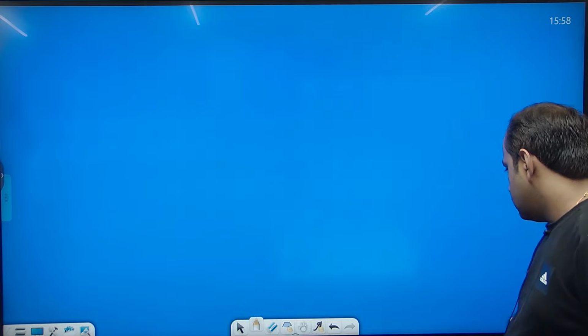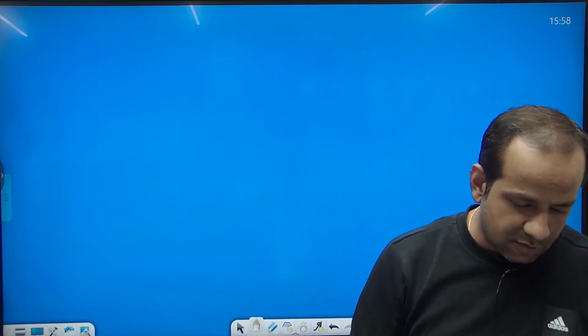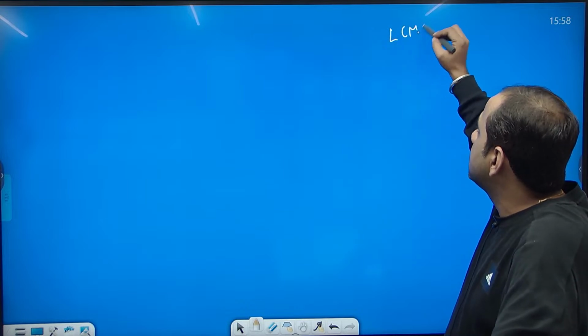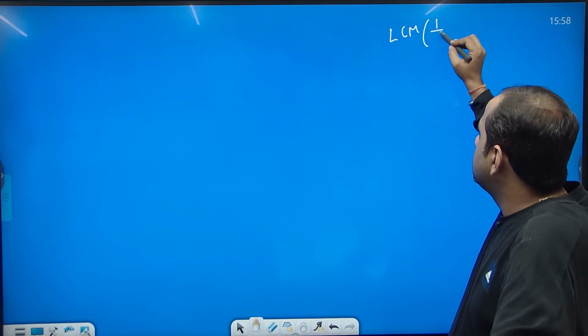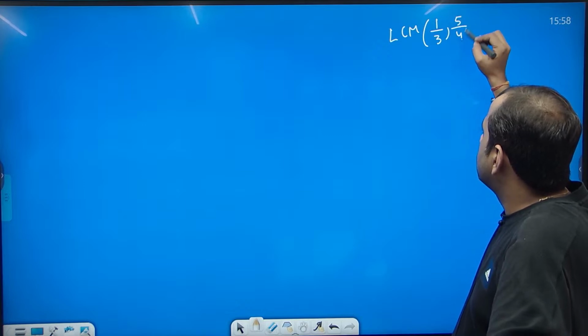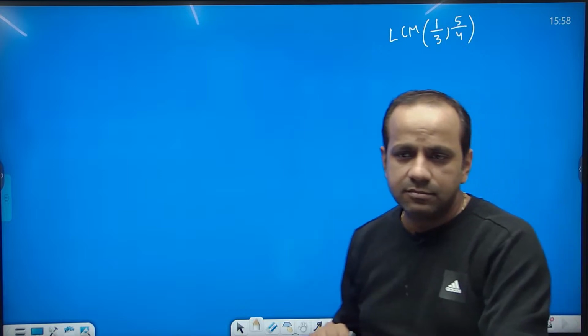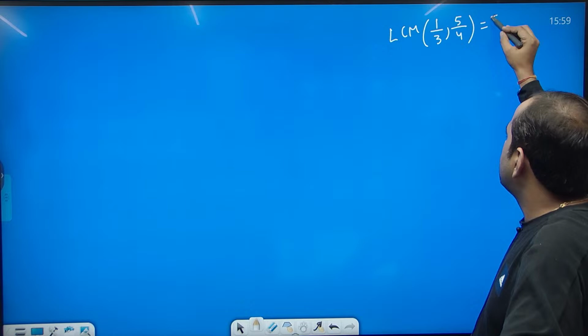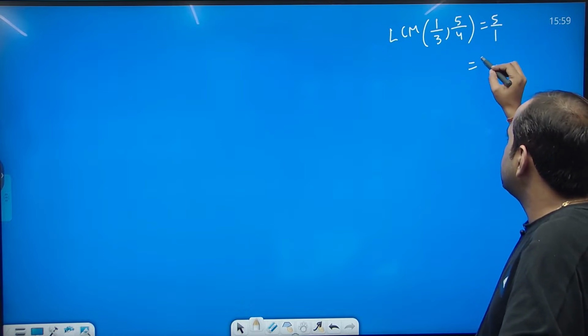Okay. So these are the 3 types of LCM model question. Now you can see these questions from your sheet also. One more thing, I just told you that if I need to calculate LCM of, this is the very common error, 1 by 3, 5 by 4. You know how to calculate LCM? What is your answer in this case? 5 upon HCF is 1. So 5 is your answer.